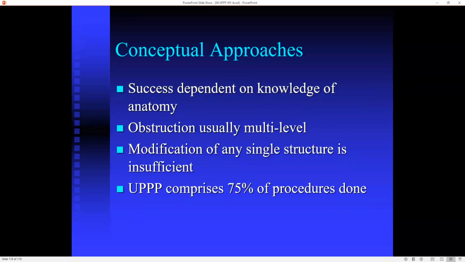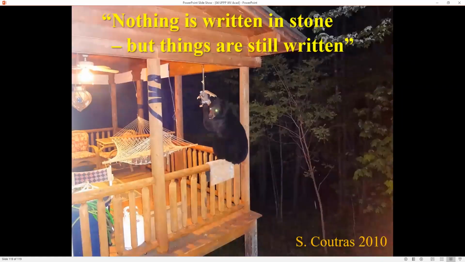So success depends on knowledge of anatomy, obstruction usually multi-level, so that doing any one thing is probably not sufficient, and then UPPP is most of what's done out there. Again, nothing is written in stone, but things are still written.